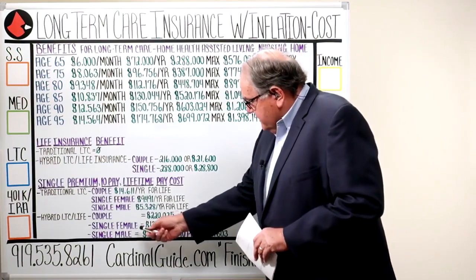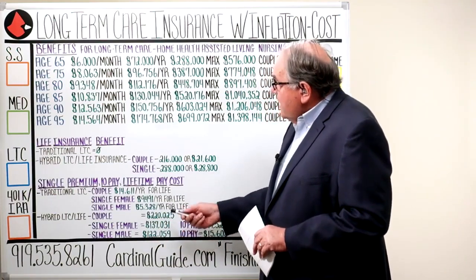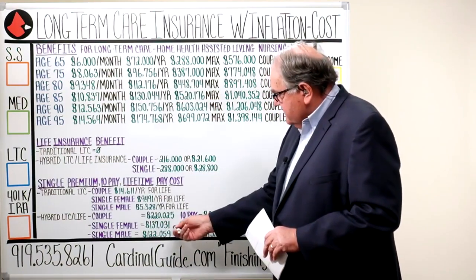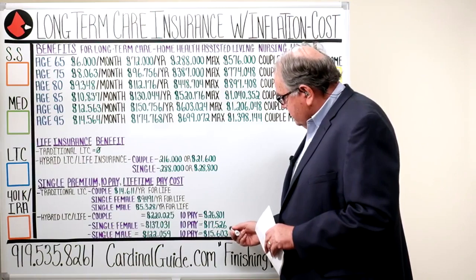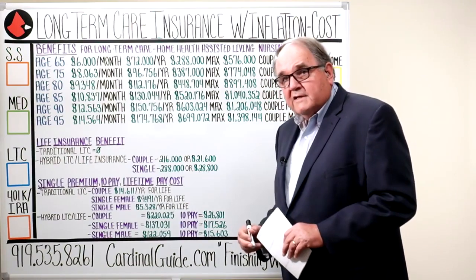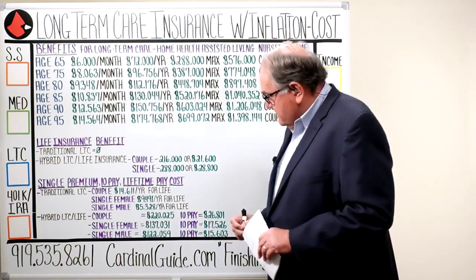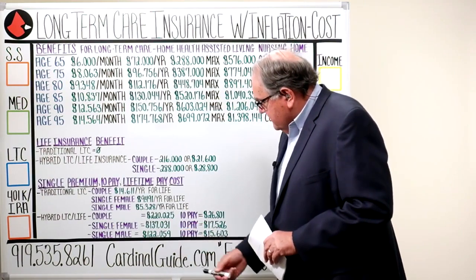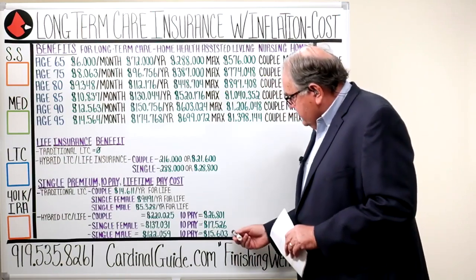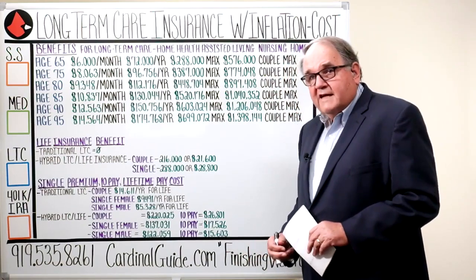Now, for a single female, the cost of this policy and getting these benefits is $137,000 single premium and $17,526 of 10-year payments. And for the single male, $122,000 single premium, $15,000 for 10 years.